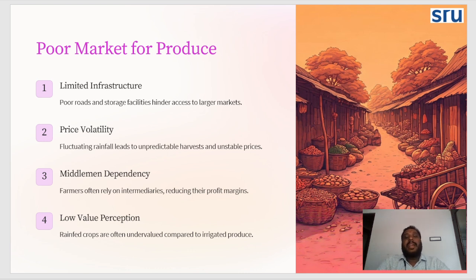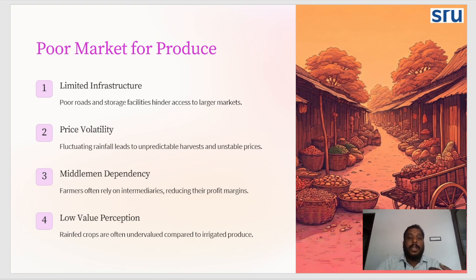Next is the poor market for the producers. This can be understood very well, because we have discussed that the yield is less and the quality of the yield is also affected. Who is going to pay much for a low quality yield? Not only that, limited infrastructure, price volatility, dependency on the middlemen, and low value perception are also key factors leading to the poor market for the produce in these rain-fed agriculture areas.